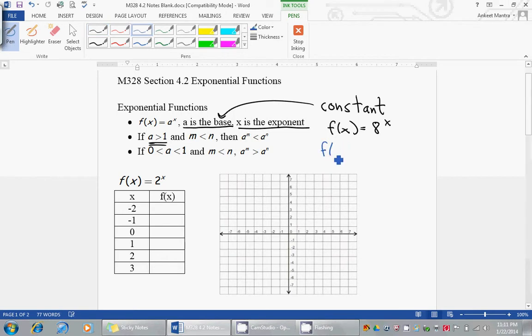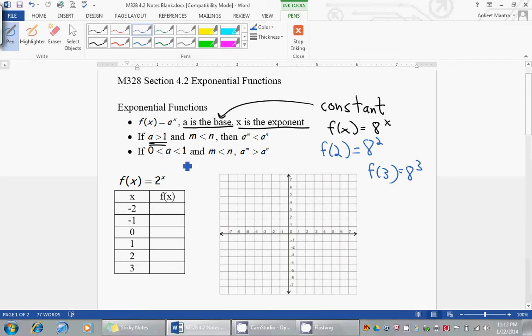If I look at f of 2 compared to f of 3, well, 2 is less than 3. So if I look at 8 squared compared to 8 cubed, obviously 8 squared is going to be less than 8 to the third power. 8 squared is 64. 8 cubed is a number larger than 64, 512, I think? Somebody double check me. So that's what this sentence means. The base is greater than 1, so when you input a value, whichever one has the bigger x is going to have the bigger output.